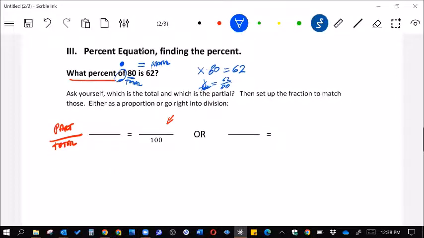So you could think of this as one way to help. Let's say 10% of 50 equals, or is, 5.